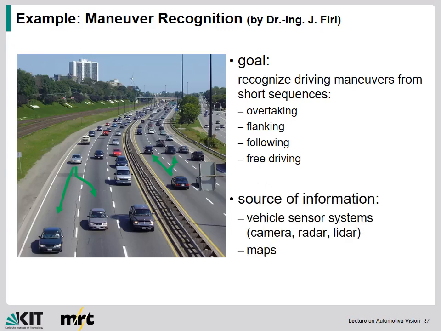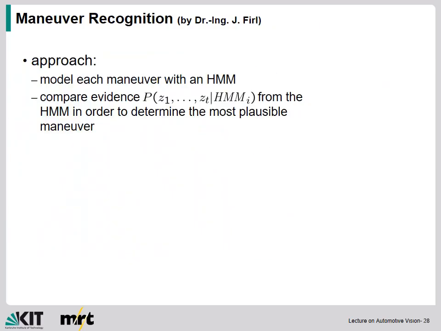The sources of information that were available in his work were a vehicle sensor system with some cameras, radar and LiDAR sensors. And he had some maps available which he could use to model the course of the lanes and so assign different vehicles to different lanes. The approach that he was using is that he was using one hidden Markov model for each of these maneuvers, and then he was calculating the evidence of each of these models, and based on the evidence he returned some probabilities which describe how probable a certain maneuver is in a certain situation.